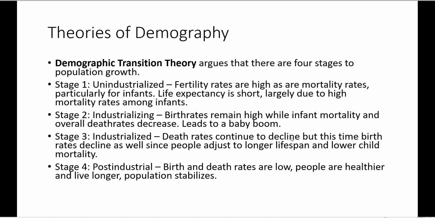And the second stage is industrializing. Birth rates remain high while infant mortality and overall death rates begin to decrease. This leads to a baby boom, right? Lots of babies being born because you're used to high infant mortality, so you have lots of kids. But at this time, these particularly infant mortality rates are declining, and so you have a lot of those babies surviving. And this will lead to a really high number of small children and a growing population.